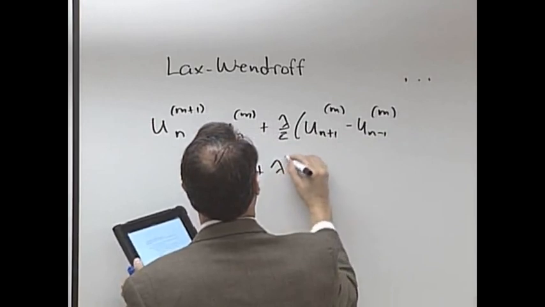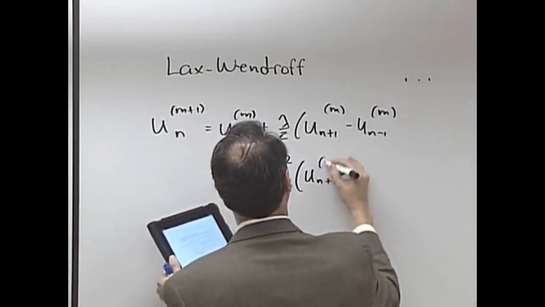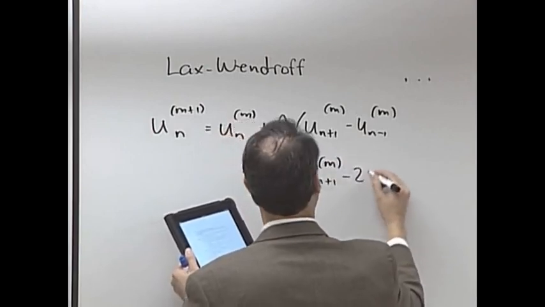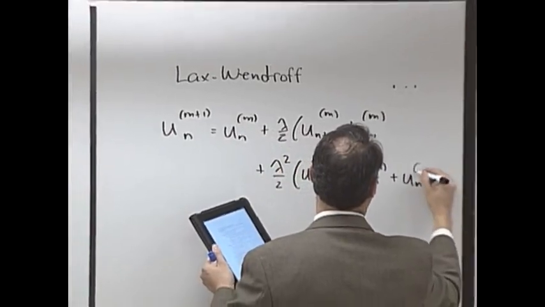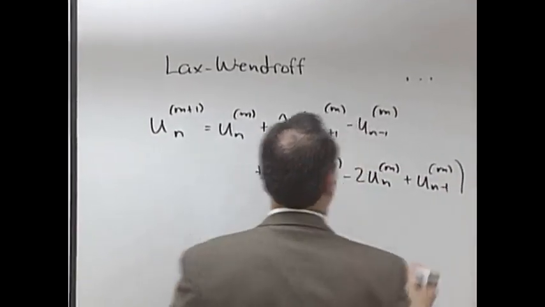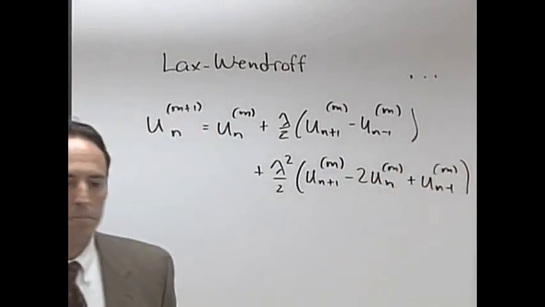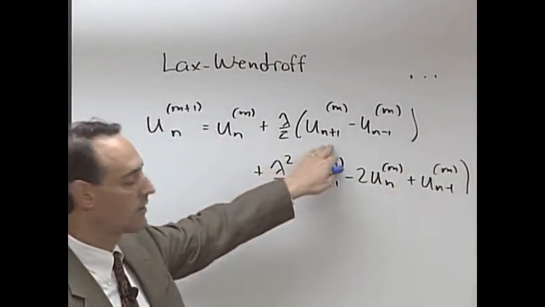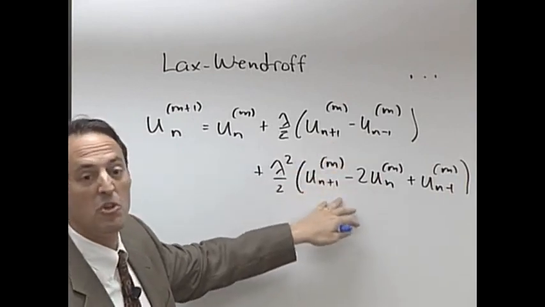And remember with Lax-Wendroff, what we did, we actually, hold on a second, let me write it all out. Okay. It's a lot like the forward Euler, except now we added this diffusion term.